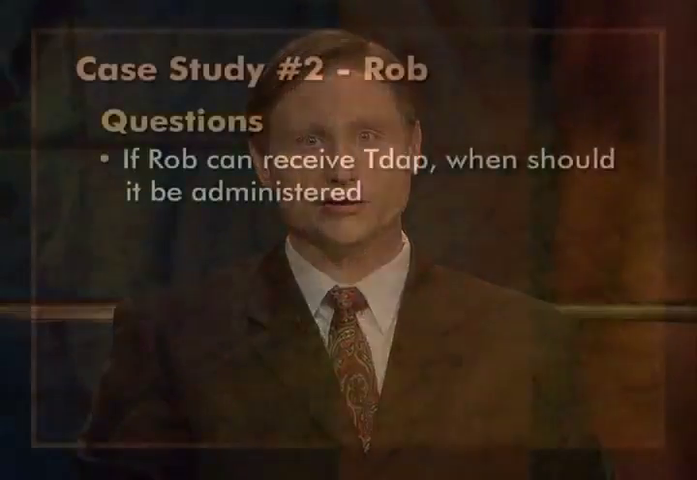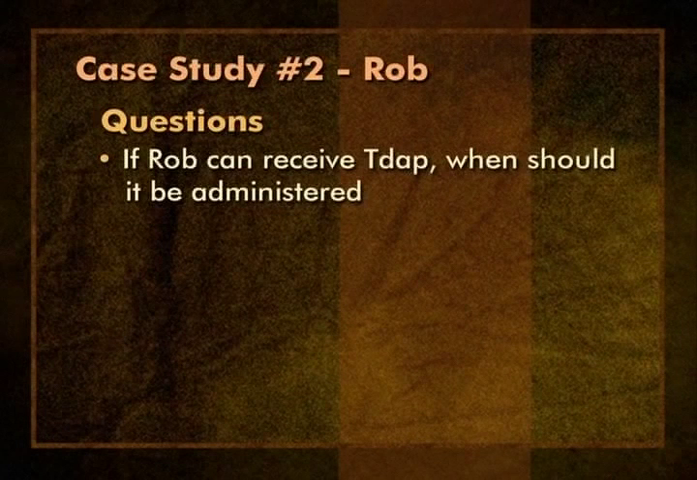Reactions such as hypotonic hyporesponsive states and persistent crying appear to occur mainly among infants who receive DTP or DTaP. The cause of these reactions is not known, but there is no evidence that they led to chronic neurologic damage. Adolescents and adults are not considered to be at risk for these reactions. So a past history of one of these reactions in infancy is not considered to be a contraindication or precaution to Tdap. Here is the third question about Rob. If Rob can receive Tdap, when should it be administered? The answer is Rob should receive his Tdap today.